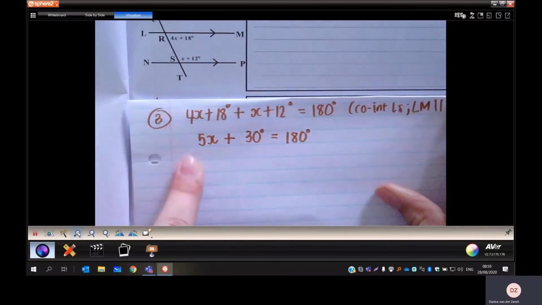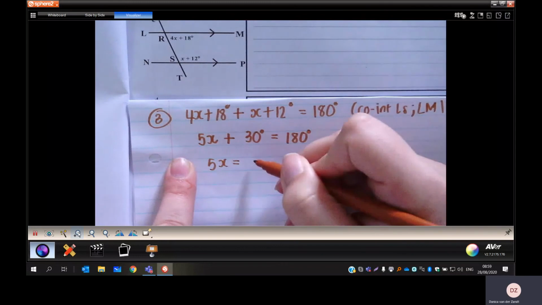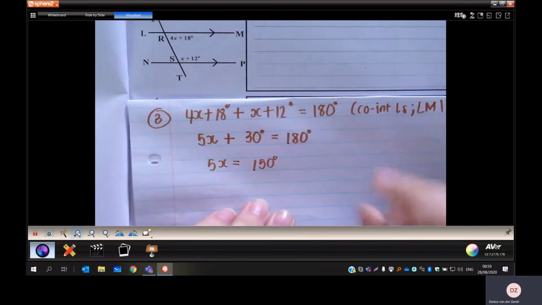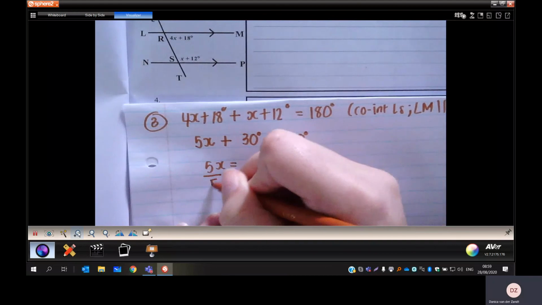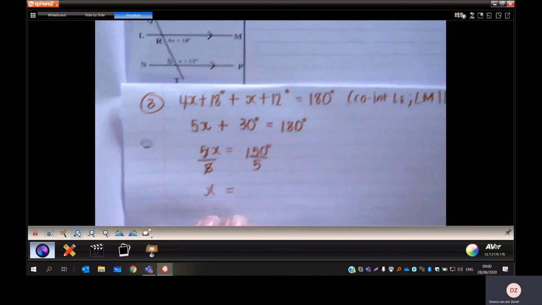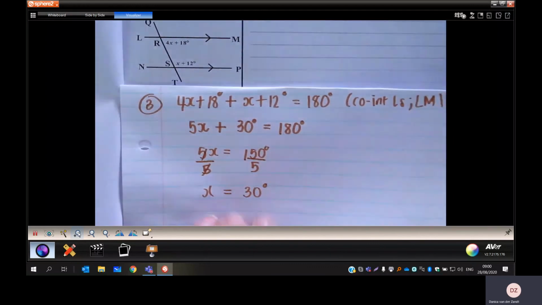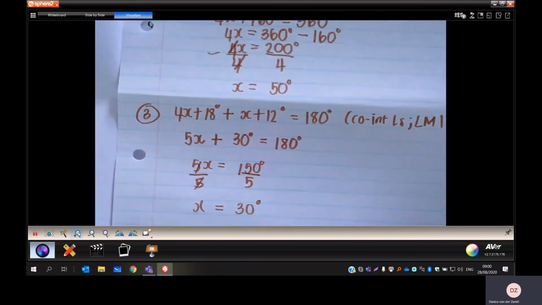What's my next step? 180. Fantastic, which is equal to 150. I have 5x is equal to 150. What now? Fantastic. So I have x equals 30 degrees. So I'm going to open that up so you can write both of them down. If the bell rings, I'll send on the group anyway.